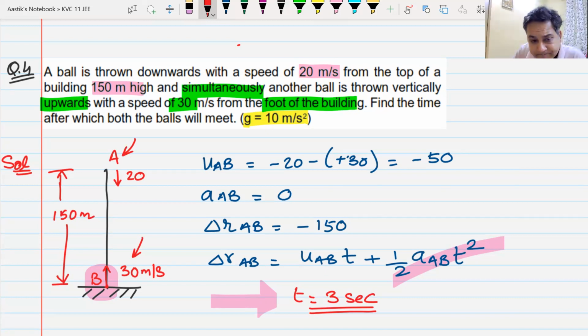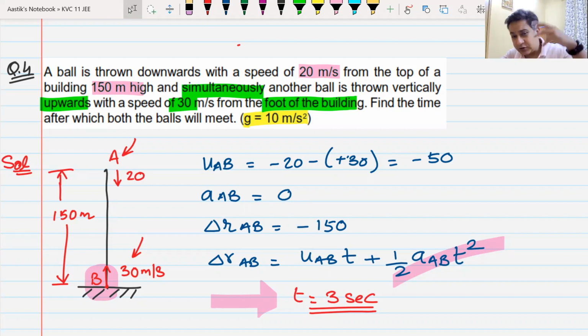Yes, beta. Where are they going to meet? 90 meters. 90 meters from the bottom of the building. Is that so? Yes, sir. I am afraid that is not the correct answer.